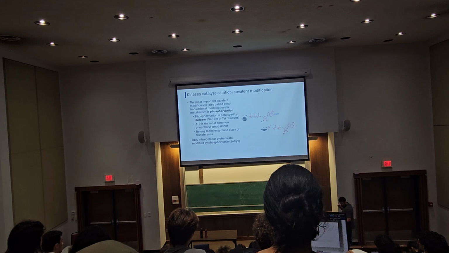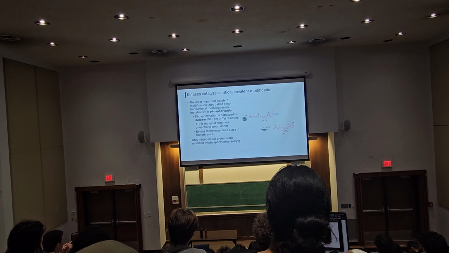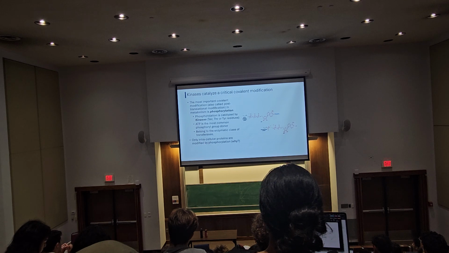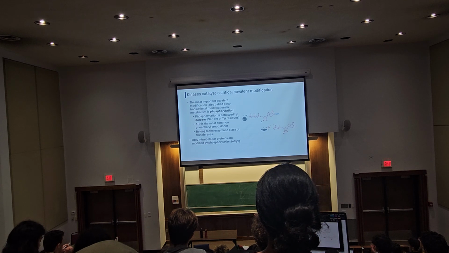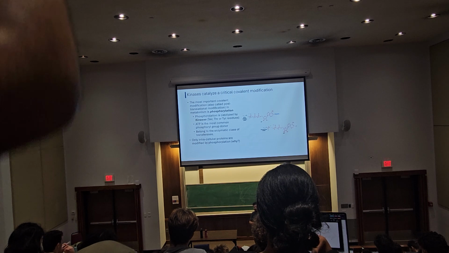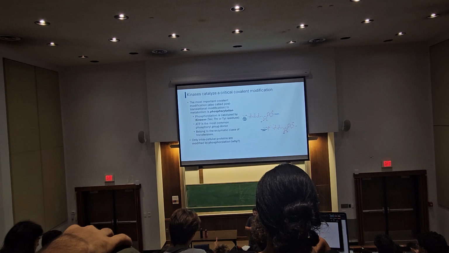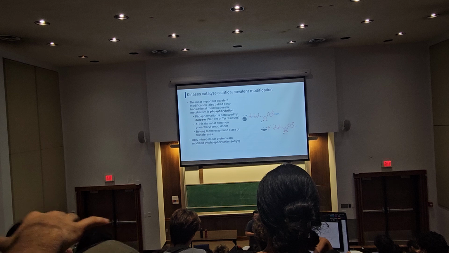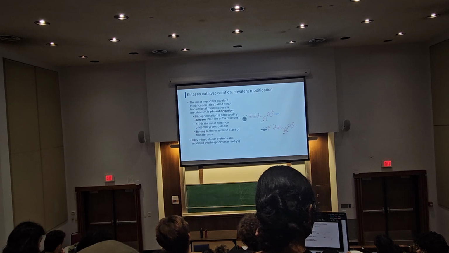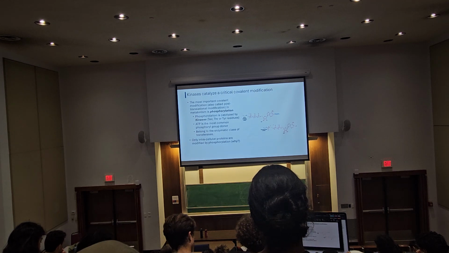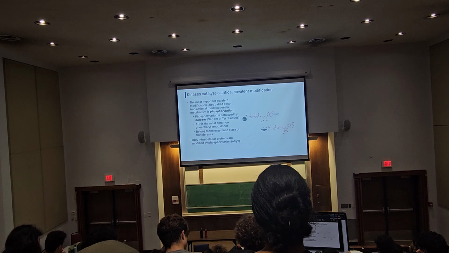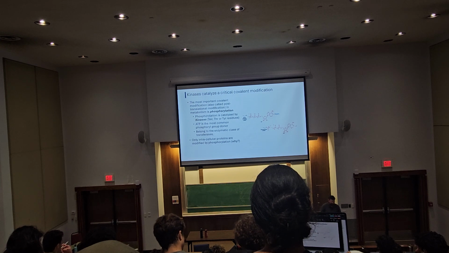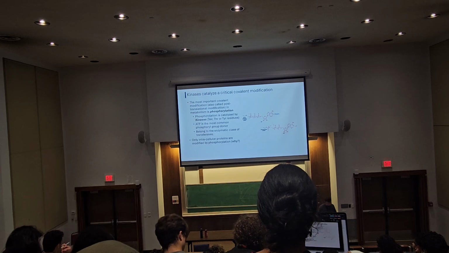Only intracellular proteins are modified by phosphorylation, and why is that? Yeah, because you need ATP, and there's no reason why a cell would export ATP. So there is essentially zero ATP outside the cell. So extracellular proteins cannot be phosphorylated.